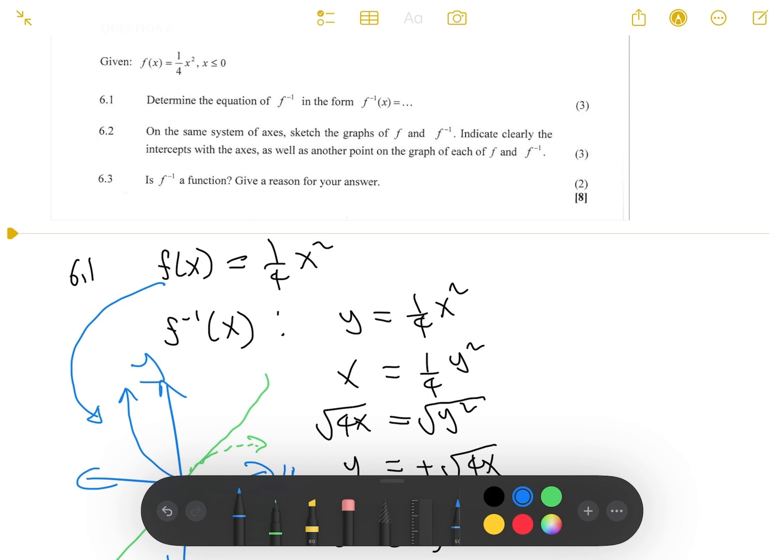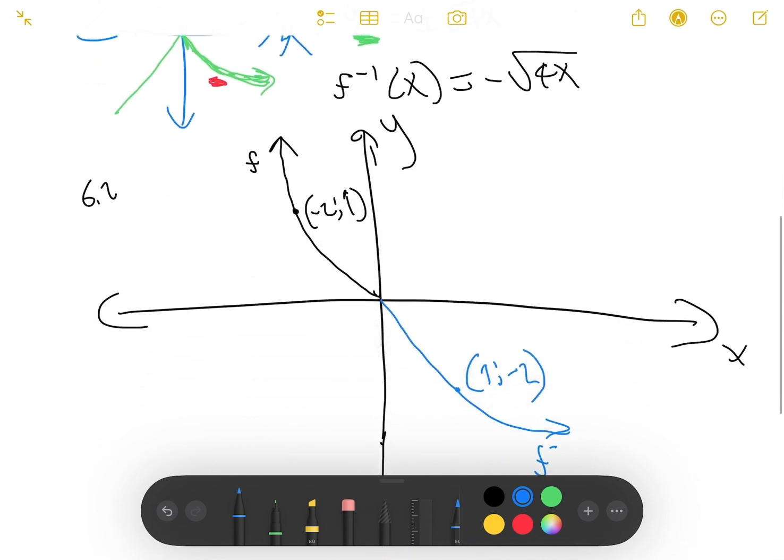So yeah, these are basically the points on f and its inverse. And then they also say indicate clearly the intercept with the axis. The intercept with the axis, I think here we might just want to show 0 is to 0, right? Which is why they both intercept the x and y axis.